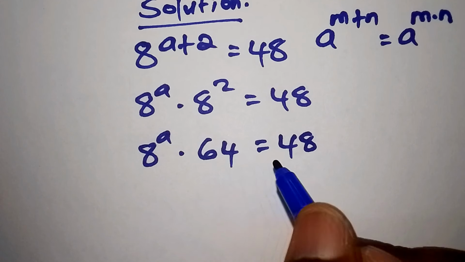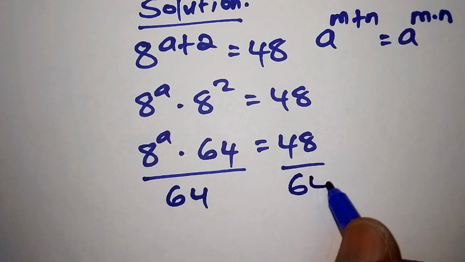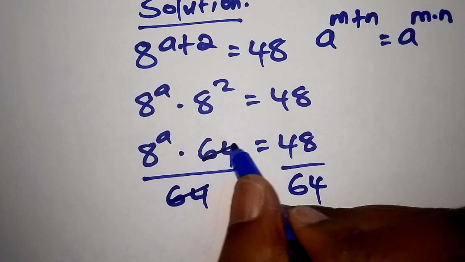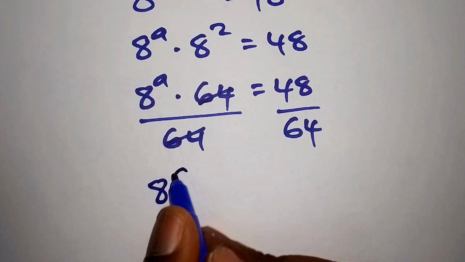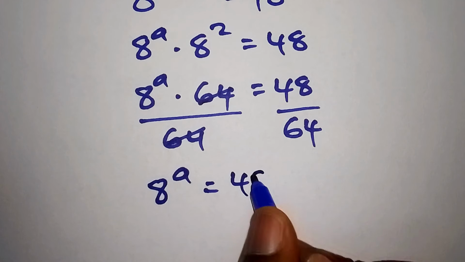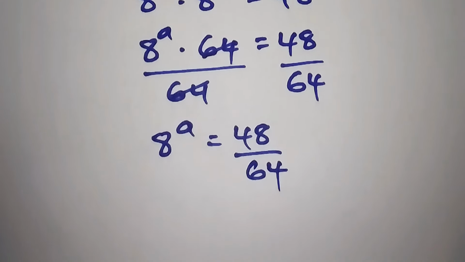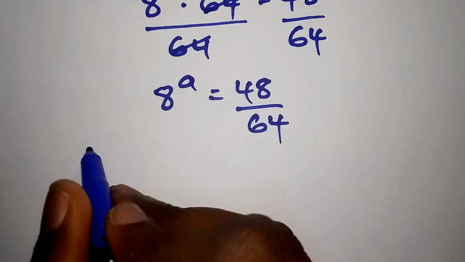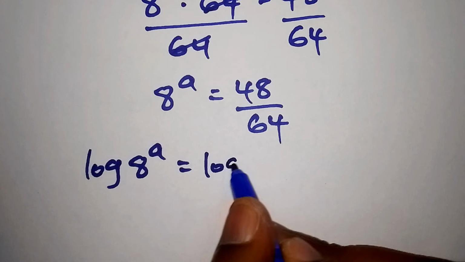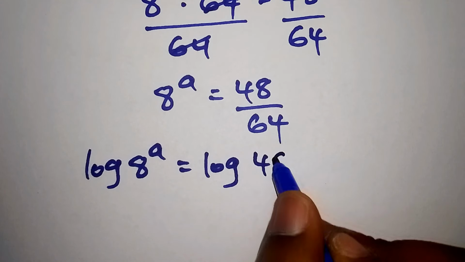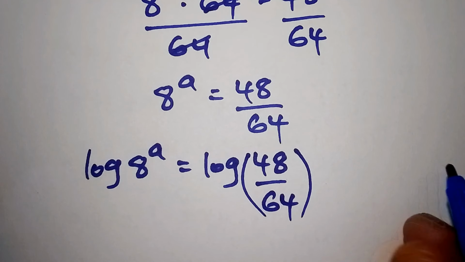So here we shall remain with 8 to the power of a, and we divide both sides by 64. Then 64 over 64 cancels, so 8 to the power of a is equal to 48 over 64. The next step is to introduce the log. So here we have the log of 8 to the power of a is equal to the log of 48 over 64.